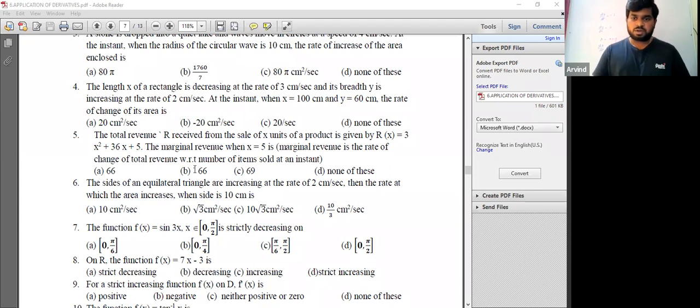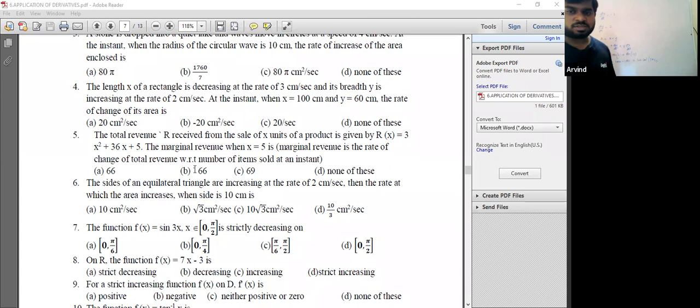What is marginal revenue? It is the rate of change of total revenue with respect to the number of items sold at an instant. So marginal revenue is the rate of change of revenue with respect to the items sold. So items sold is x, revenue is R of x. So you can calculate. R of x is 3x square plus 36x plus 5. Calculate this.